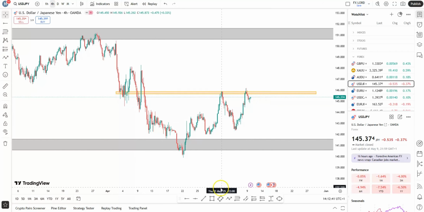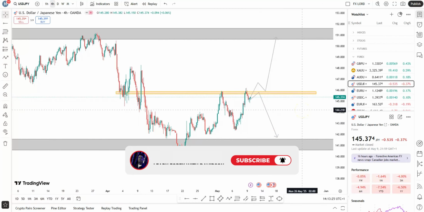So I'm expecting the market to do something like this, maybe break out of a retest, and we are coming back to the, and my bearish scenario is market coming back to this minor resistance level and reversing back to the downside. So this is my bullish and my bearish scenario on USD JPY.